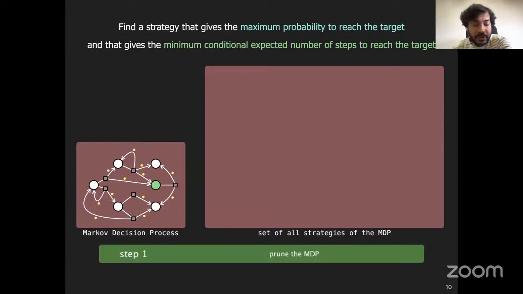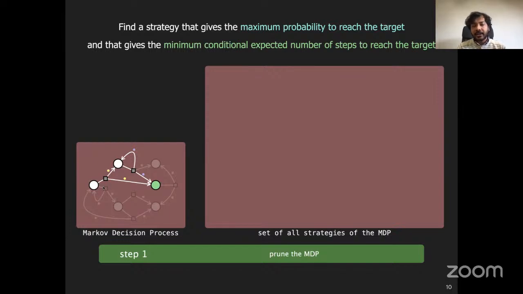Now, the first step that we do is we prune the MDP. So how do we prune it? Basically, from every state, we figure out which of the outgoing actions are part of some optimal strategy for objective one. So we remove this action because it was not part of any optimal strategy. If you play this action from this state, you are doomed. You will never be able to maximize the probability anymore.